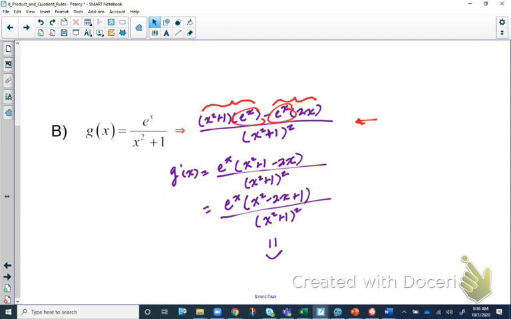And the only thing I do from the second step to the final answer is I just put the stuff in parentheses in standard form. So we wind up with, in the numerator, e to the x times x squared minus 2x plus 1, over that whole thing over x squared plus 1 squared.